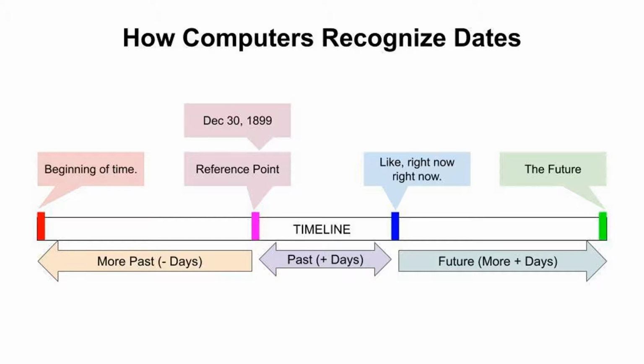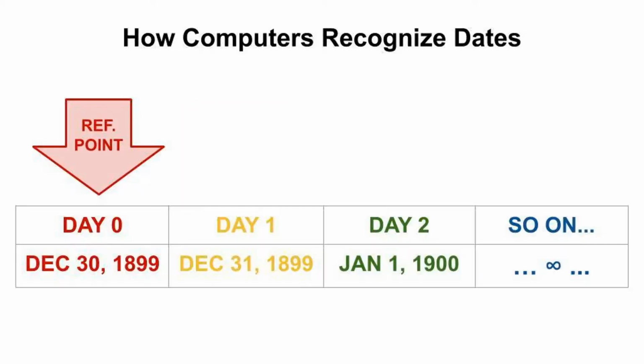We do it this way because a computer would not understand the concept of Wednesday or week. Following this rule, that would mean that day 1 is December 31st, 1899. And January 1st, 1900 is day 2, and so on.